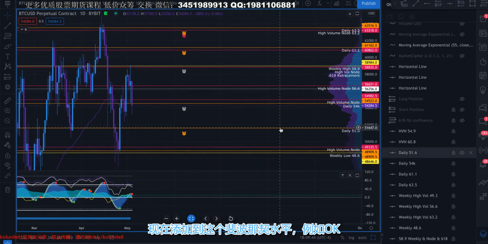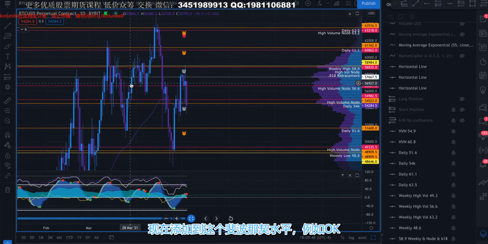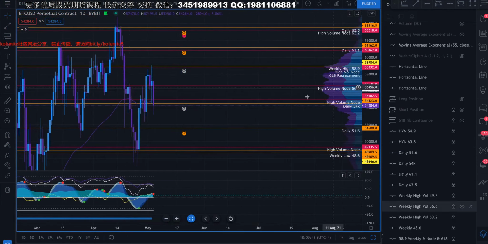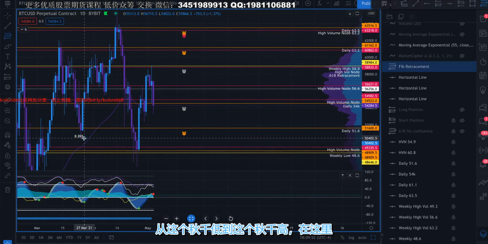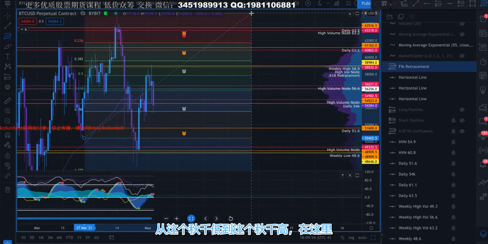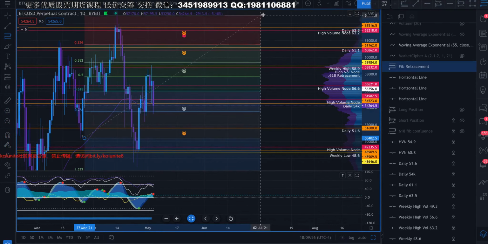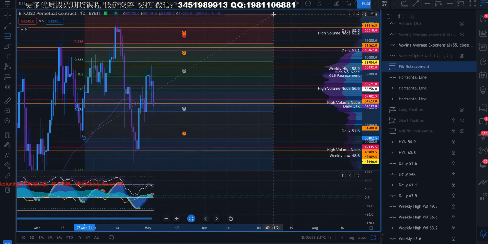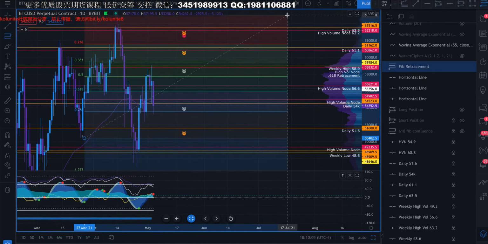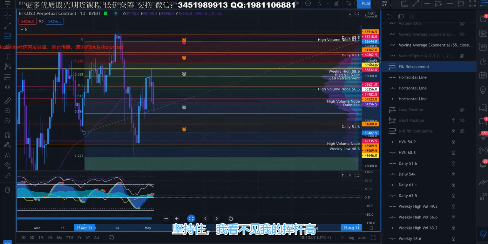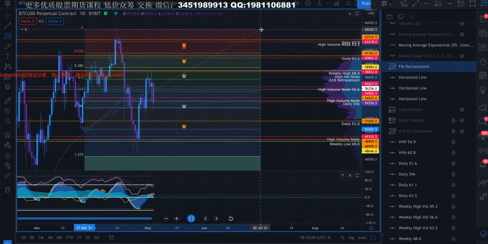Now add into this Fibonacci levels, okay? For example, just as an example, if we take our fib retracement from this swing low to this swing high up here, hang on, let me do this. We can see that we're getting some areas of, hang on, I can't see my swing high.